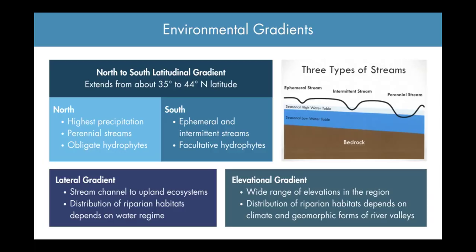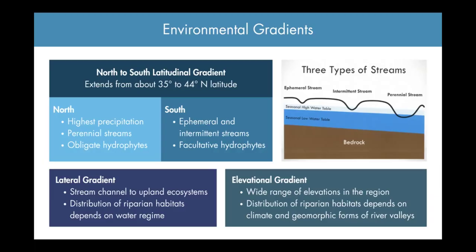The difference between the streams is their location relative to the water table if you look at the image provided. The ephemeral stream is above the water table, the intermittent stream reaches the seasonal high water table level, and the perennial stream reaches the level of the seasonal low water table.